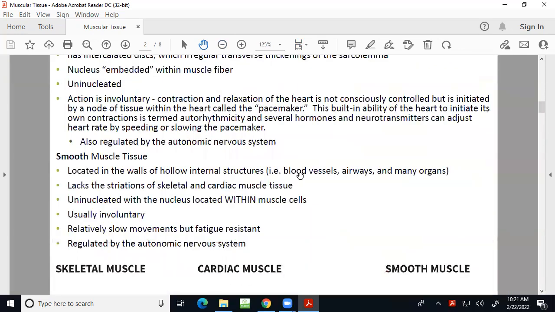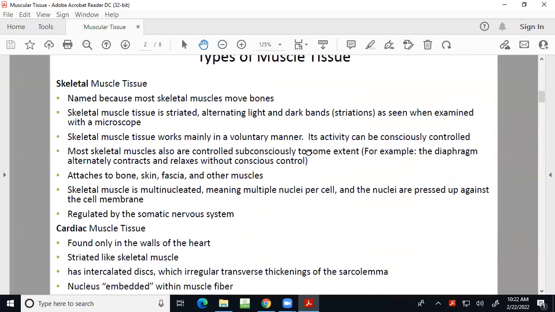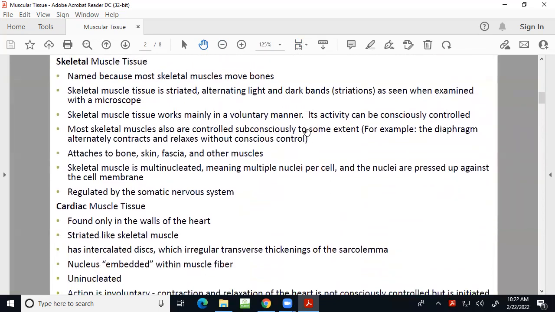When we saw pictures of these things under a microscope, I talked about this, but this is just alternating light and dark bands or striations, only visible when you view skeletal and cardiac muscle tissue under a microscope. Later on in this lecture, I don't know if we'll get to that point today, we'll find out why skeletal muscle and cardiac muscle is striated.